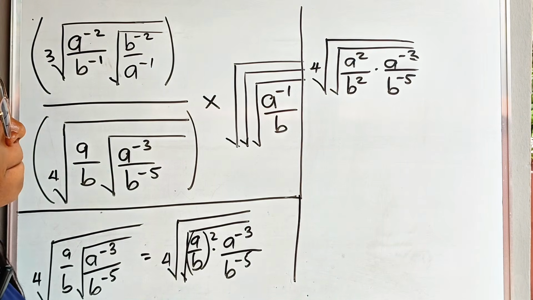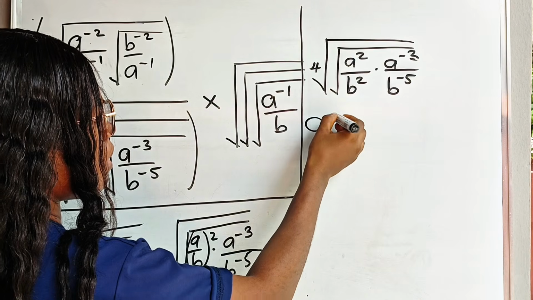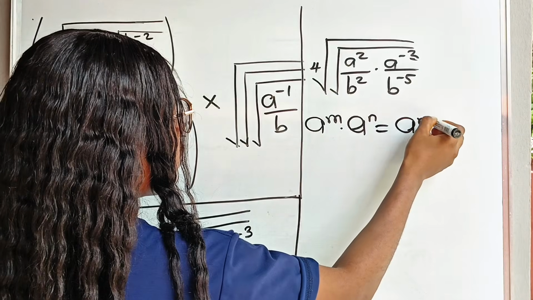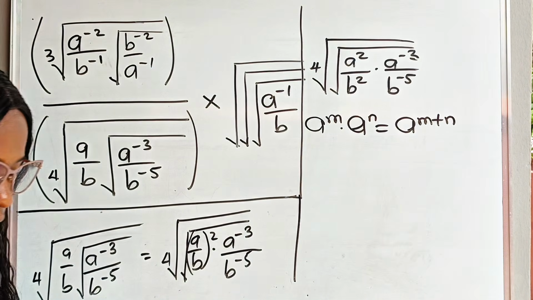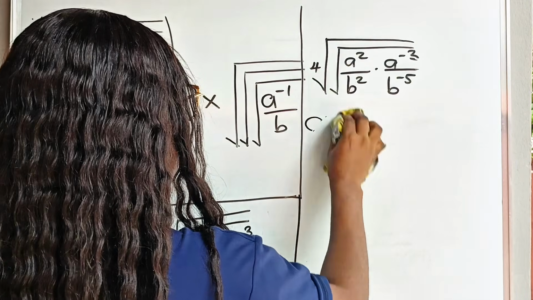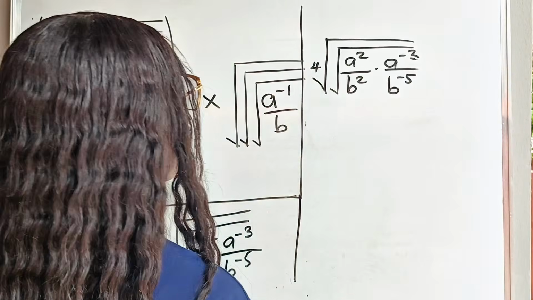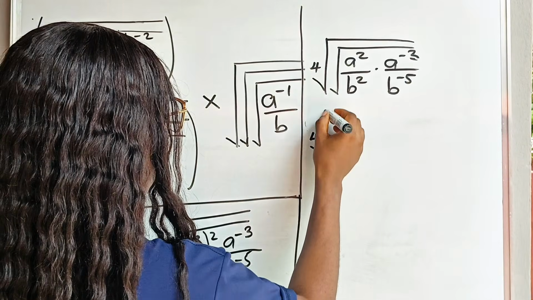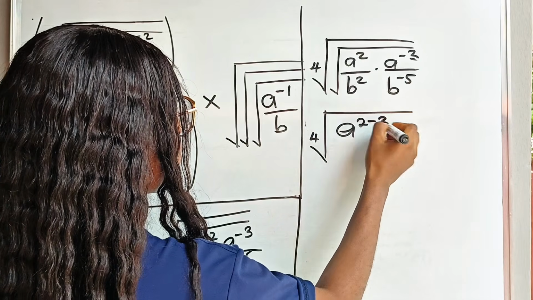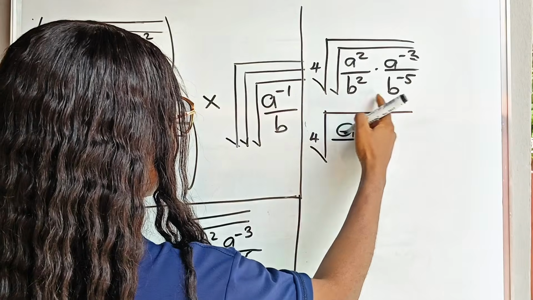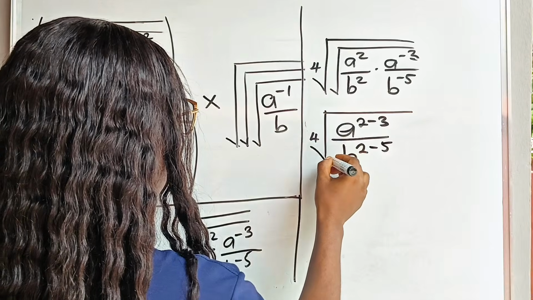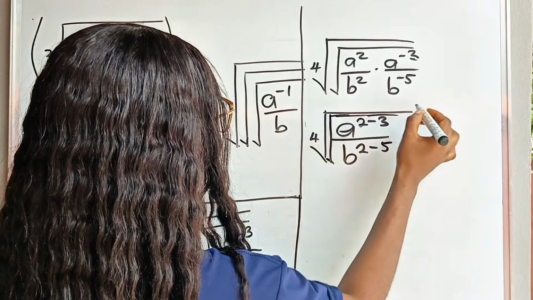So let's continue. Now recall that a to the power of m multiplied by a to the power of n, okay, is equal to a to the power of m plus n. Yeah. So we're going to apply that rule here in order to solve our questions. So moving forward, we have the fourth root of a to the power of 2 minus 3, divided by b to the power of 2 minus 5, right? So we skipped the other square root. Sorry, we have a double square root here.